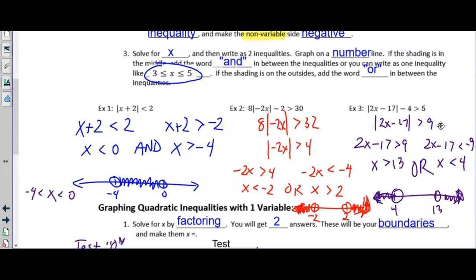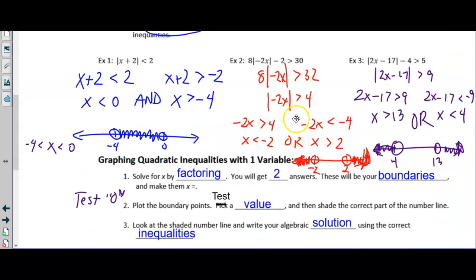So if I go 4 first, because that's my lower boundary, 13 next, and I want to go less than 4, so that's to the left, go greater than 13, that's to the right. Again, open circles because there was no equal sign in the inequality. Generally speaking, if you have a greater than symbol on these, it's going to be or. And if you have a less than symbol, it's going to be and. Because less than means between two values, and greater than means beyond two values.